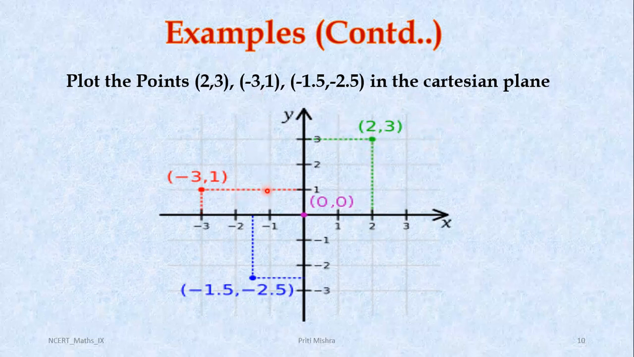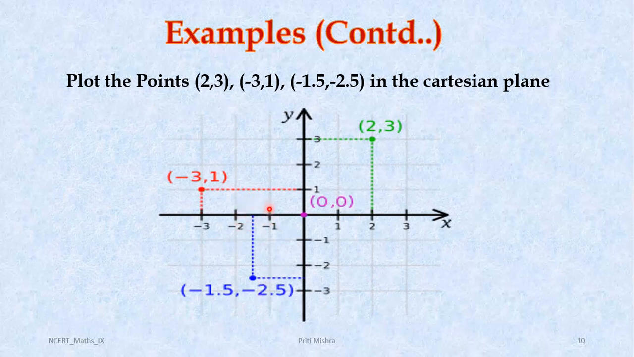And (-3, 1), if you have to plot, then count -3 units towards the negative x-axis, and from this point you have to drop a perpendicular. Now count 1 unit towards the y-axis, and from this point drop a perpendicular here. So this is the point (-3, 1) plotted here. In the same way, you can plot (-1.5, -2.5), because here we have negative sign convention for both the coordinates. So it will come in the third quadrant.